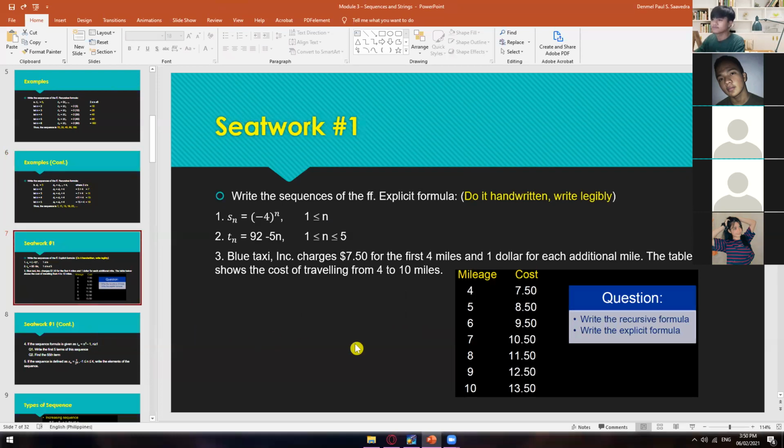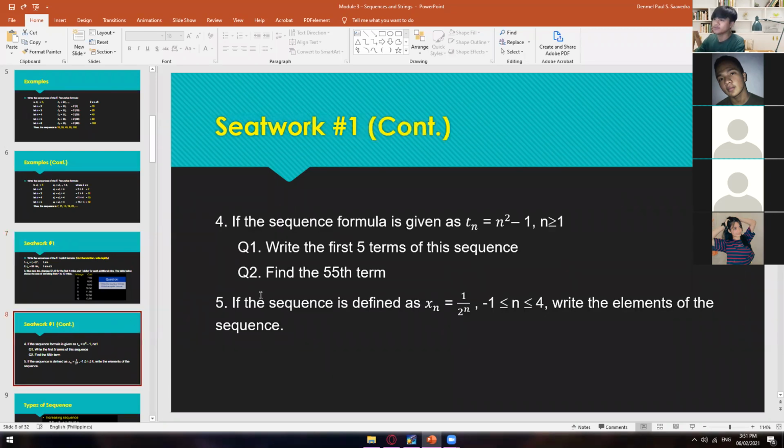Sir, is it possible to just do it in Word, if possible? Yes, of course. Actually, I like it more in Word format, but some are having a hard time doing it in Microsoft Word. So you can do it handwritten also. So it's up to you. So you can do it via Microsoft Word or handwritten. Thank you, sir. Right. Any other concern regarding your seat work number one? So five numbers.